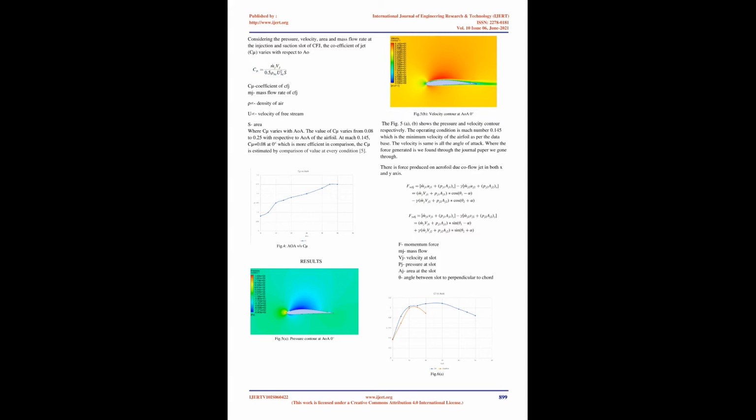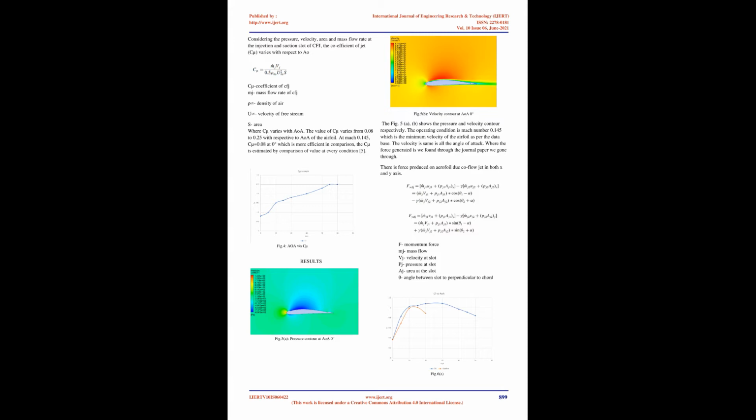Fig. 5a and 5b show the pressure and velocity contour respectively, at AOA 0 degrees. The operating condition is Mach number 0.145, which is the minimum velocity of the airfoil as per the database. The velocity is the same for all the angles of attack.